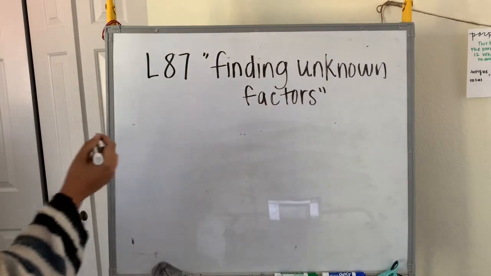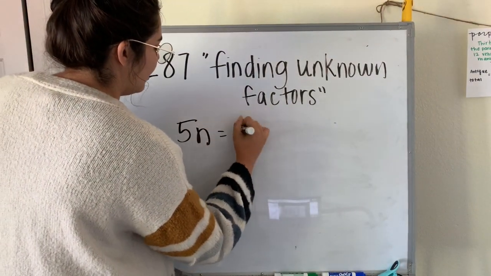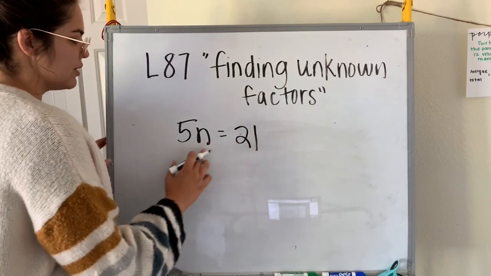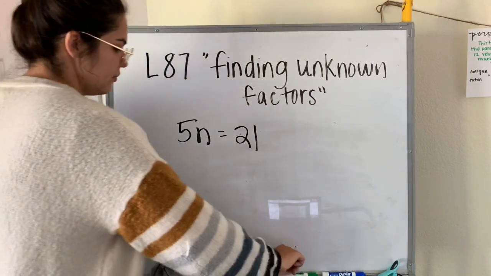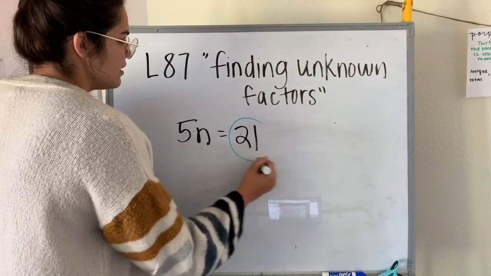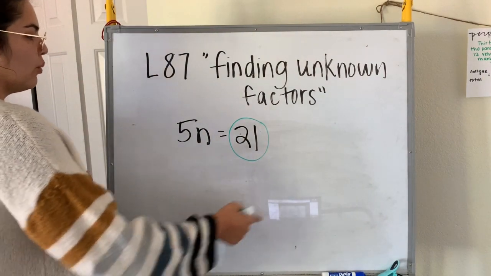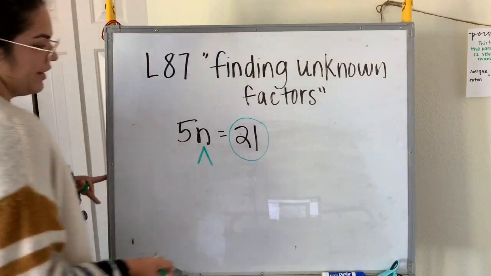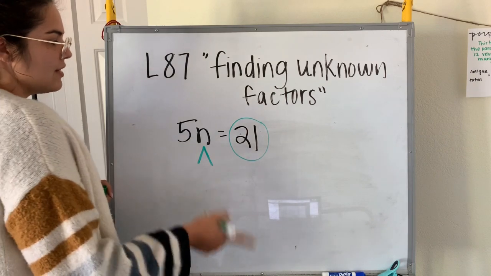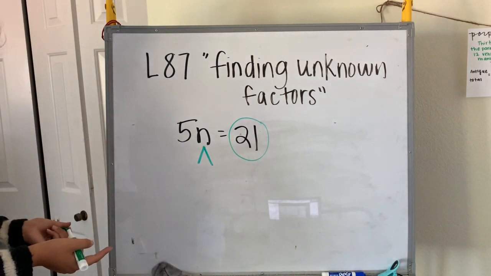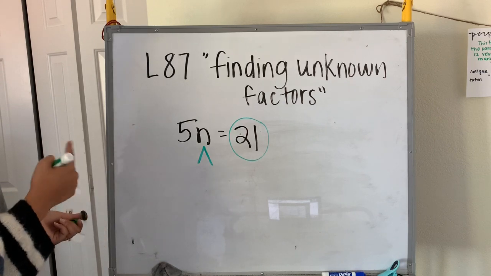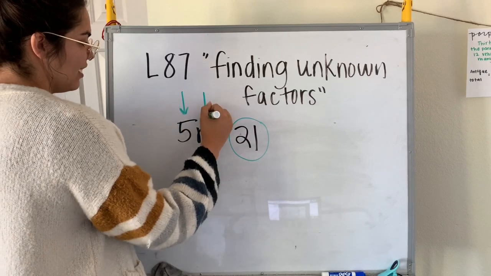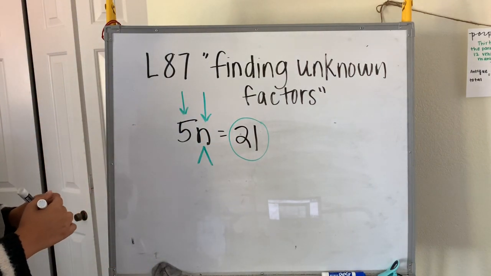Okay, here's the first example. 5n equals 21. So let's identify some things first. Which of these numbers is the product? Yep, this is the product. Which of these numbers is the variable? There's the variable. And which of these numbers are factors? Remember, factors are any numbers multiplied together, so technically both 5 and n are factors.